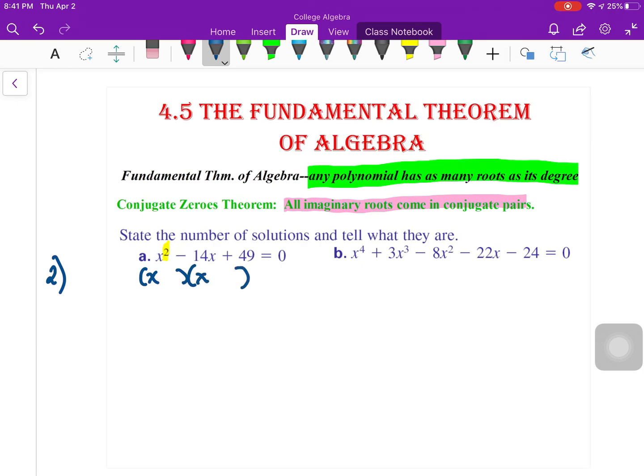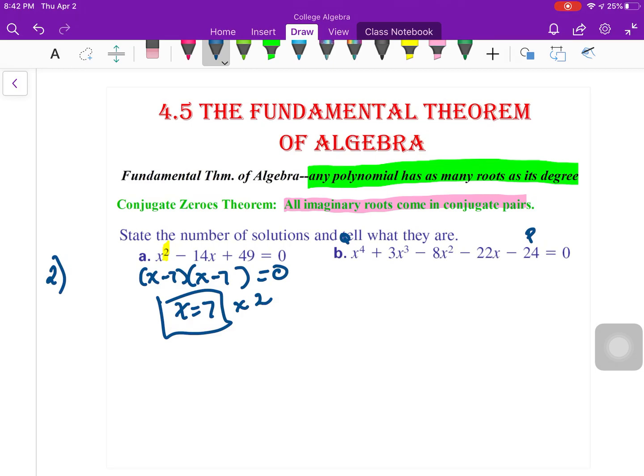So I'm going to solve this one by factoring. So this is x minus 7 and x minus 7. So x equals 7 with a multiplicity of 2, or a double root. So I did get 2 roots of 7.